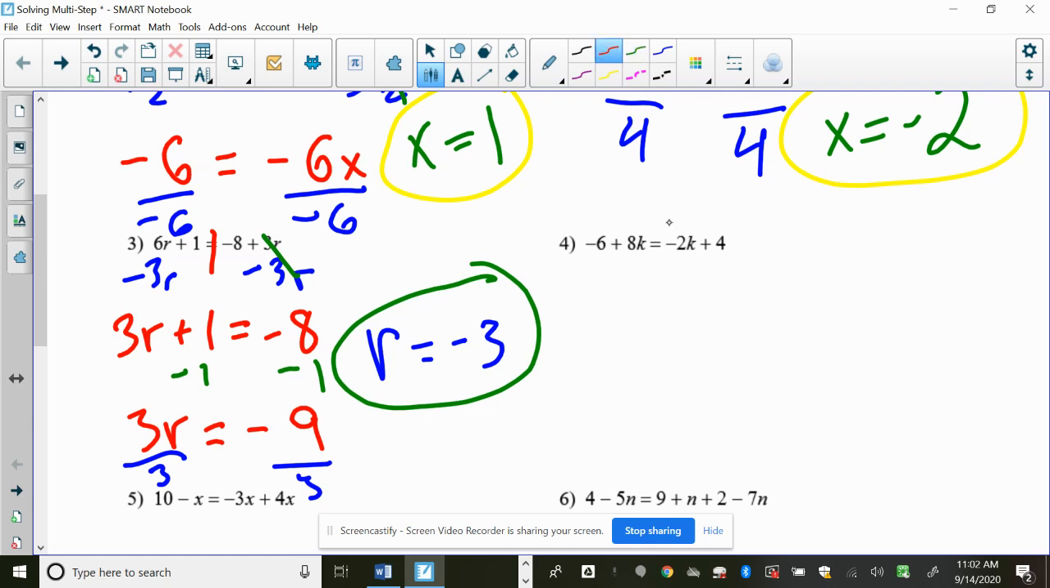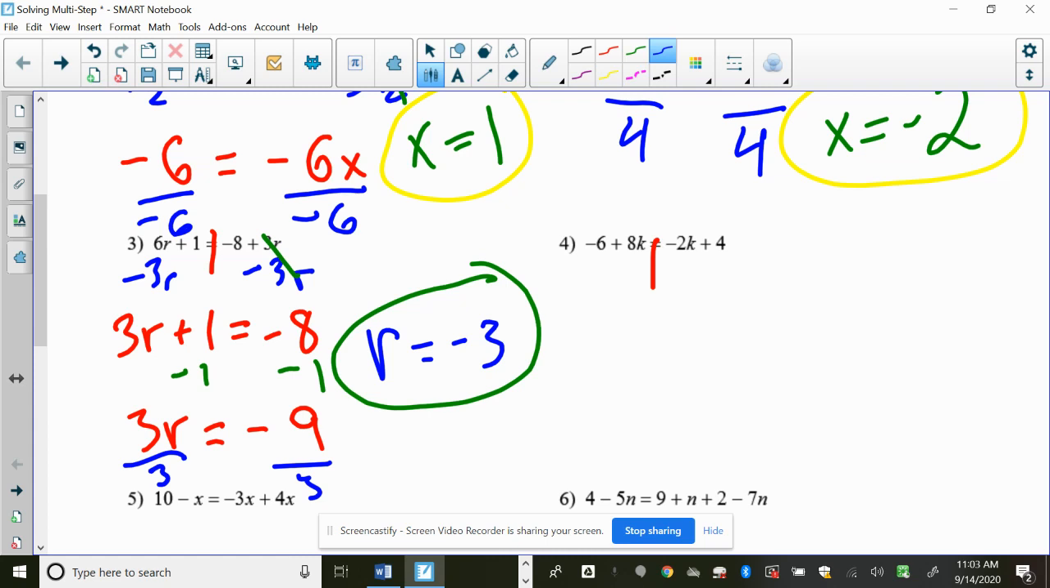So we start by looking at the equal sign in the middle. We're going to look at the left side and the right side and see if there's anything we can combine on either side. So on the left, negative 6 plus 8k, those aren't like terms. Can't do anything there. On the right, negative 2k plus 4, not like terms. Nothing we can do there. We do have k's on both sides. So next, we're going to look to get rid of one of them.